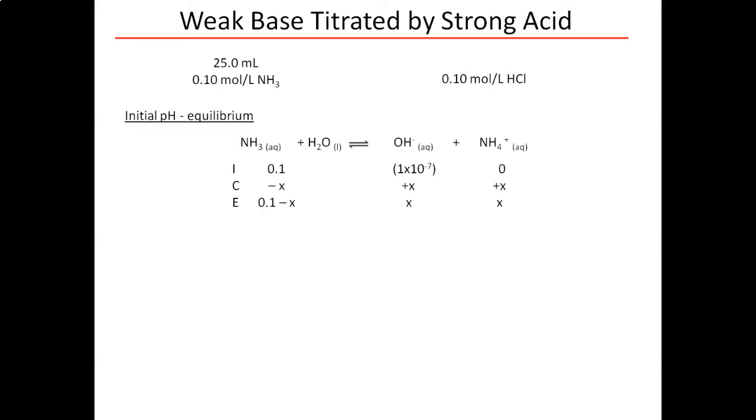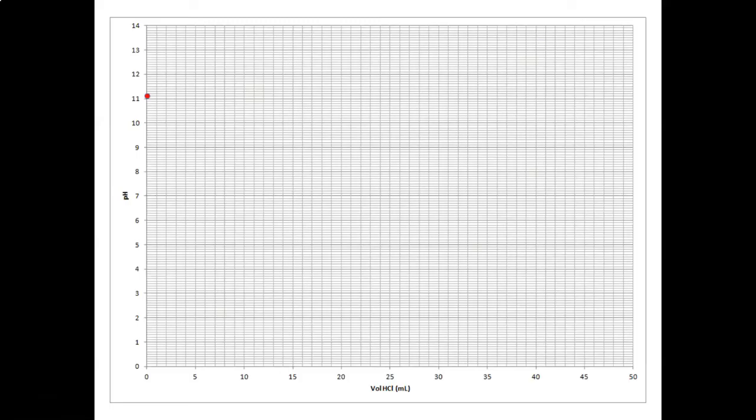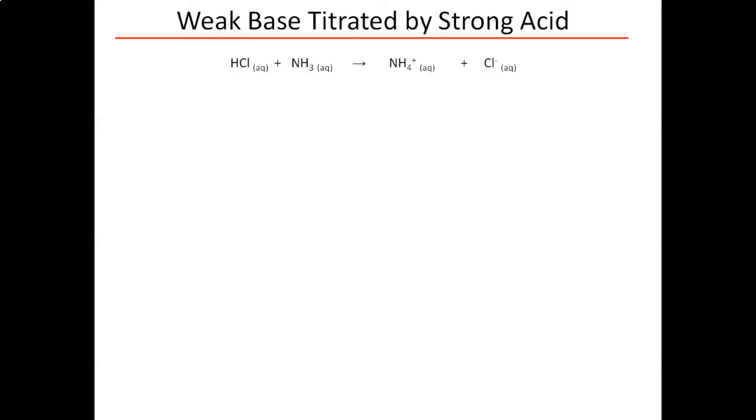Now, for my initial pH, before I add any HCl to my ammonia, I have to do an equilibrium calculation to determine the degree to which it has caused a hydrolysis reaction. From my calculation, I can get my concentration of hydroxide, and I can get my pOH, and because we're plotting pH, we'll just invert it. So we're starting off with a higher initial pH. You can see it plotted here.